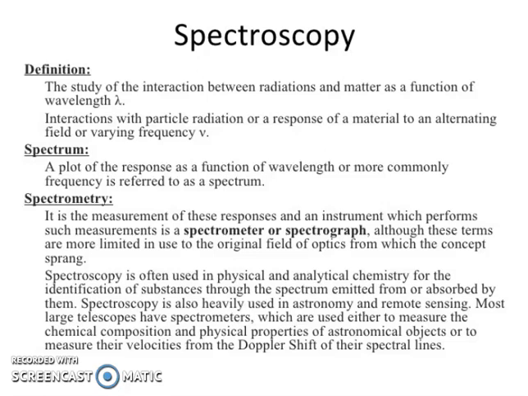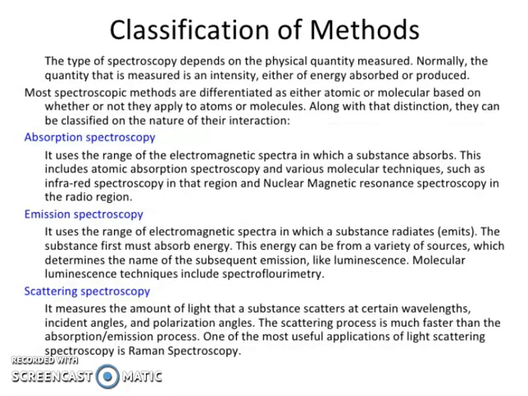Spectroscopy is also heavily used in astronomy and remote sensing. Most large telescopes have spectrometers, which are used either to measure the chemical composition and physical properties of astronomical objects or to measure their velocities from Doppler shift of their spectral lines.